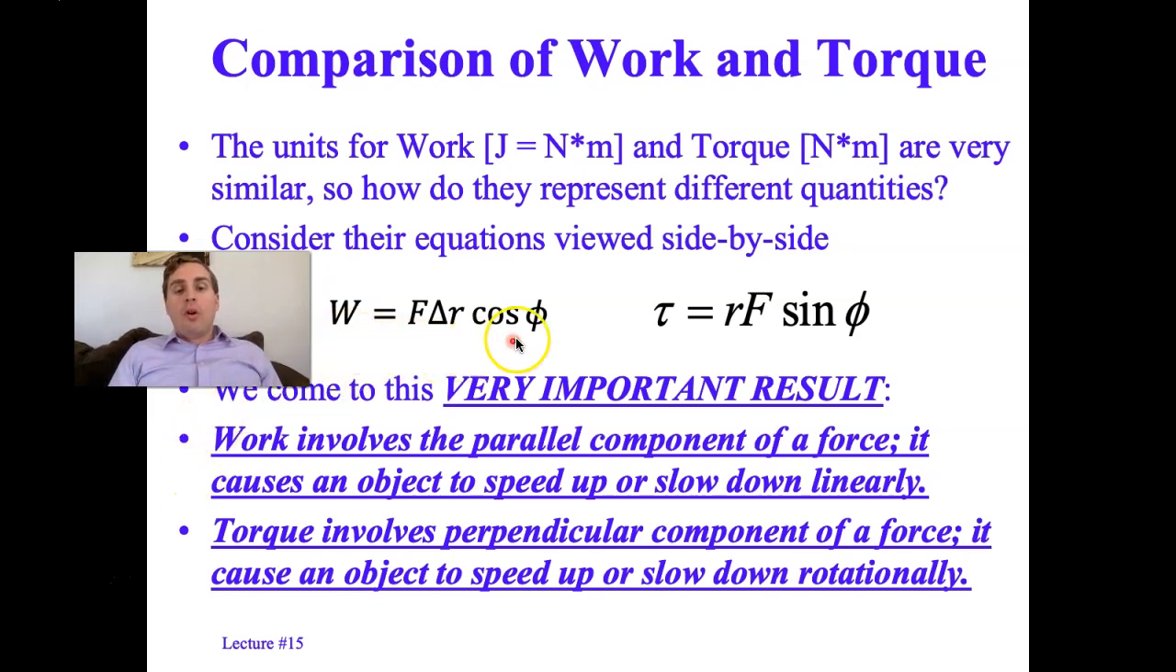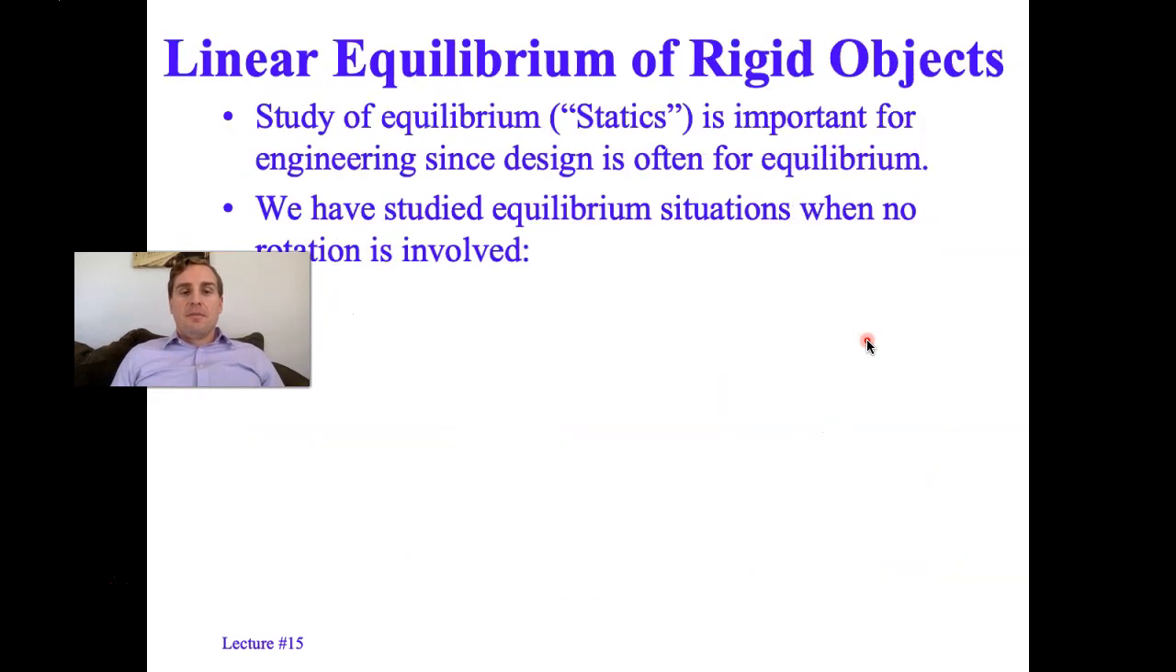Now remember, work was the dot product of the force vector and the displacement vector. Torque is the vector product of the radius vector and the force vector. Work is a scalar. Torque is a vector. This was the scalar product. This was the vector product. Notice that work has to do with making things go linearly. Torque has to do with making things go rotationally. I hope you see that there's definitely some symmetry between these quantities, but certainly some differences, but they each have properties that correspond in different ways to one another. All right, so I hope that you understand the difference.